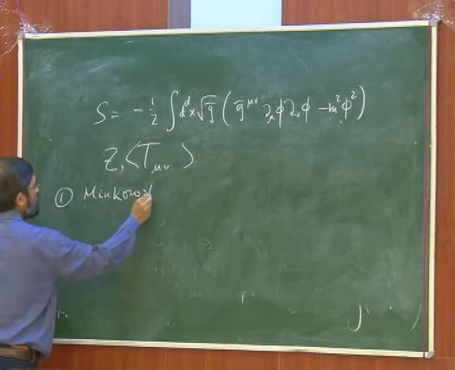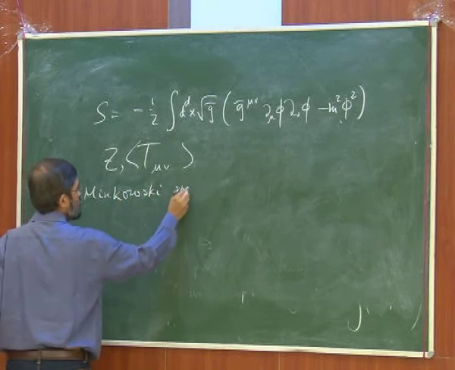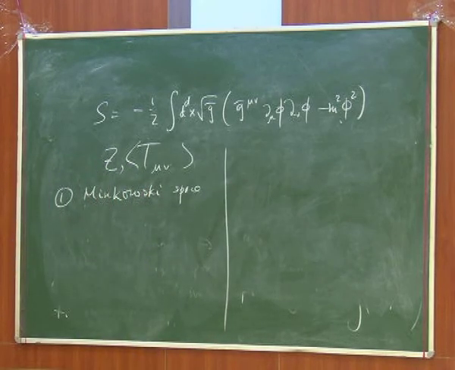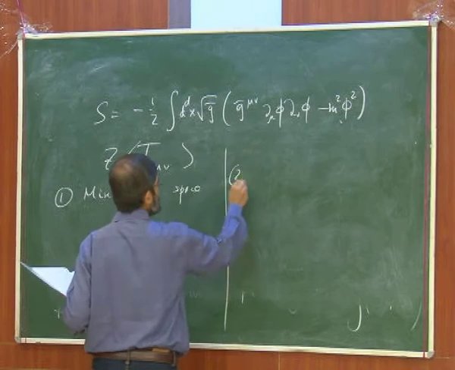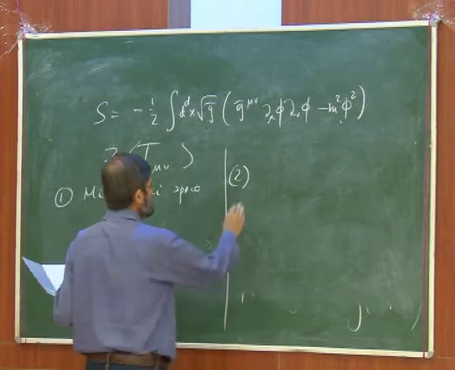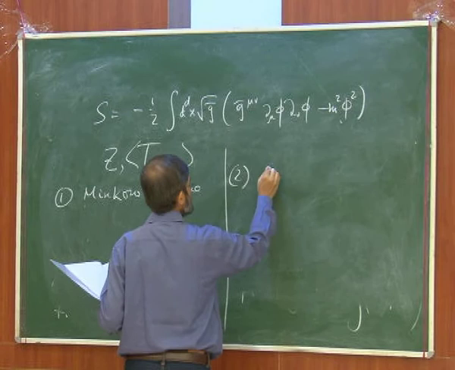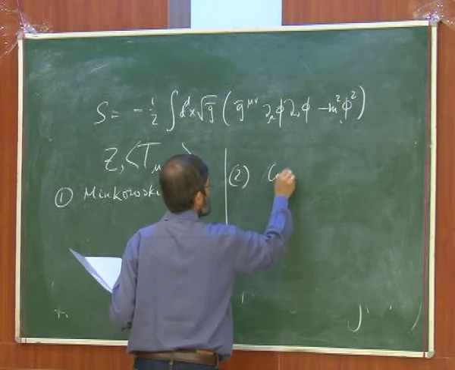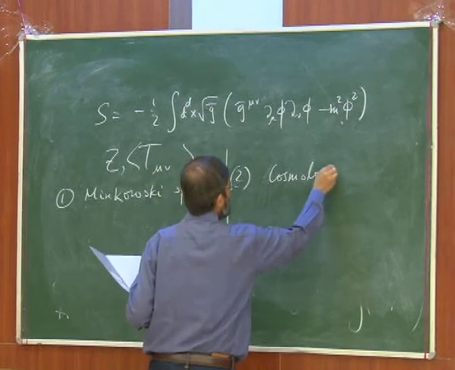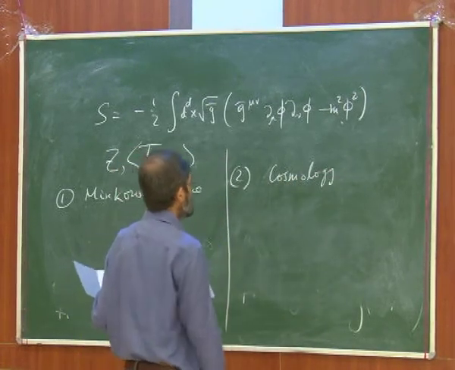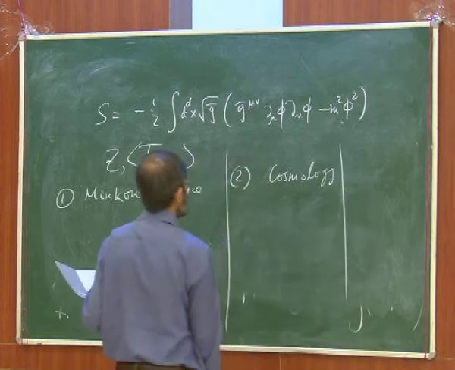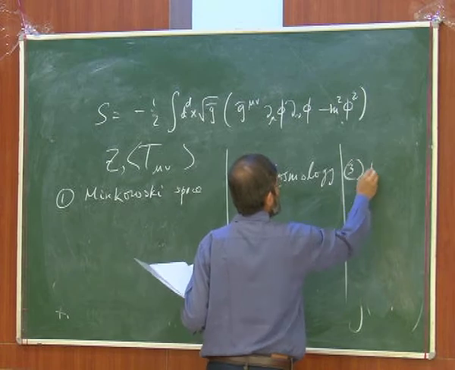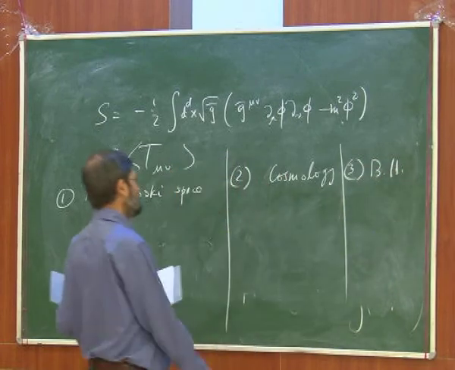today I will talk about Minkowski space. And then one example of cosmology, which is asymptotically flat both in the past and in the future. And tomorrow I'm going to talk about black holes.